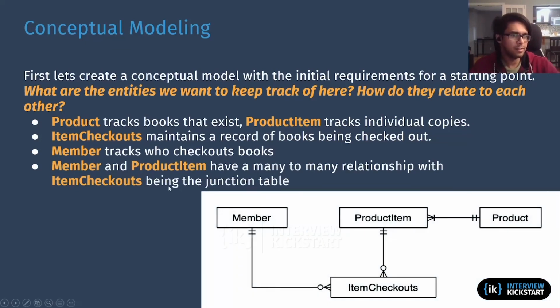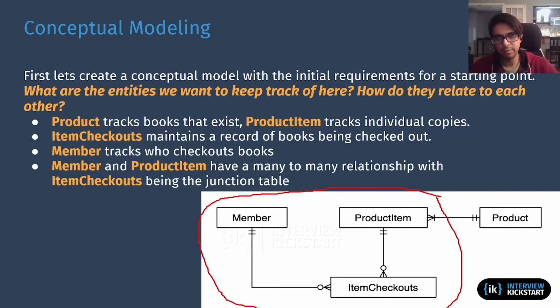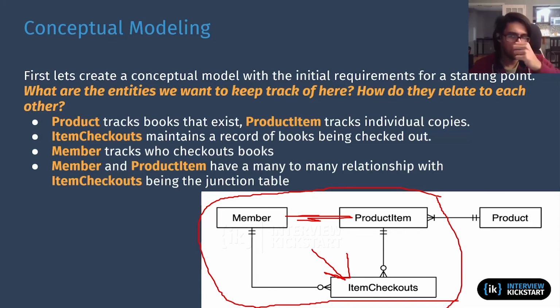So member and product item have a many-to-many relationship, with item checkouts being the junction table. Remember we had that requirement of there being at least one many-to-many relationship. There is one here between member and product item, and item checkouts serves as the junction table to connect them. So this is pretty much our initial ERD.